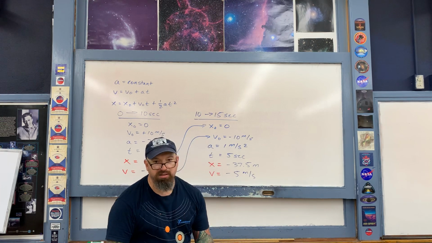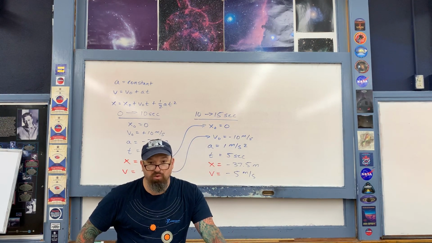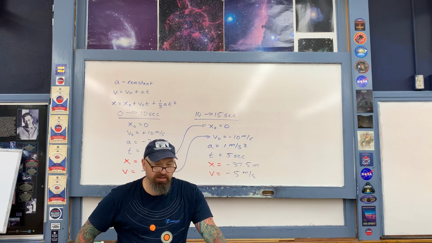And now we begin to construct our graphs. When we construct our graphs, we do so in a very specific order. We graph out acceleration as a function of time, then velocity, and then position.